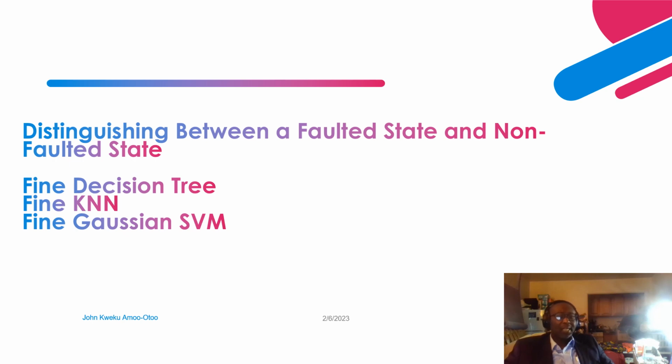Next, we'll take a look at distinguishing between a faulted state and a non-faulted state, utilizing the same algorithms: fine decision tree, fine KNN, and fine Gaussian support vector machines. Just like we used the same algorithms previously to distinguish between different faulted states. But this time we are distinguishing between a faulted state and a non-faulted state. My non-faulted state is the steady state operation, no fault.